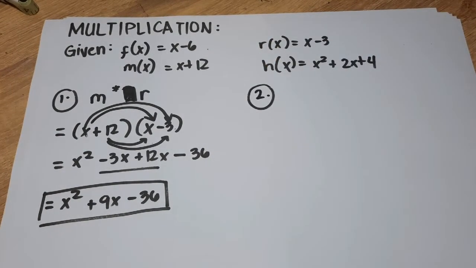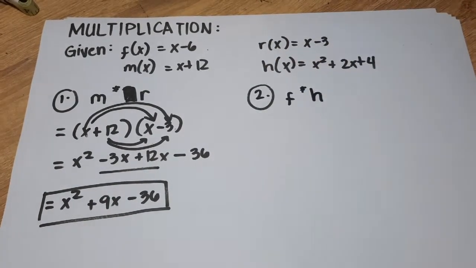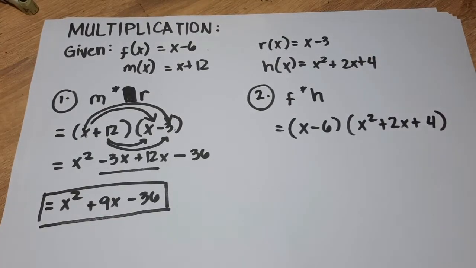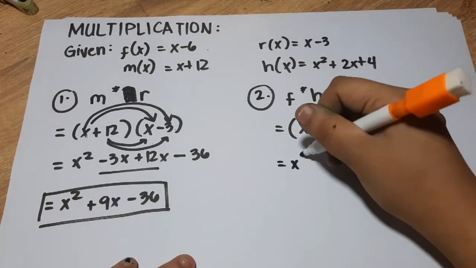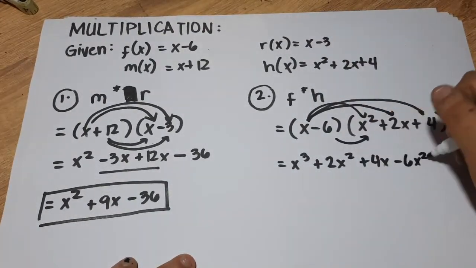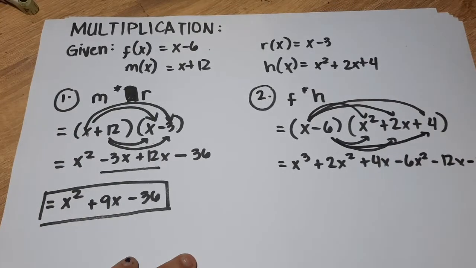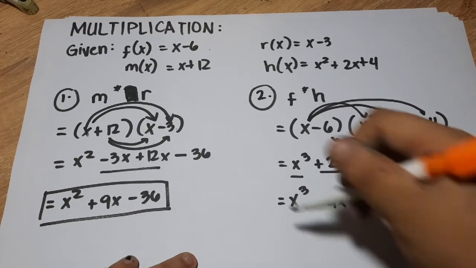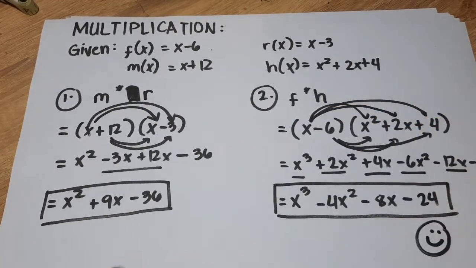For number 2, we need to find the product of f times h. Applying the same rules for FOIL method, we write the equation down and then proceed to distribute and multiply the values inside the parentheses. And then after we multiply, we combine the like terms in which we get x cubed minus 4x squared minus 8x minus 24. And that is our answer.